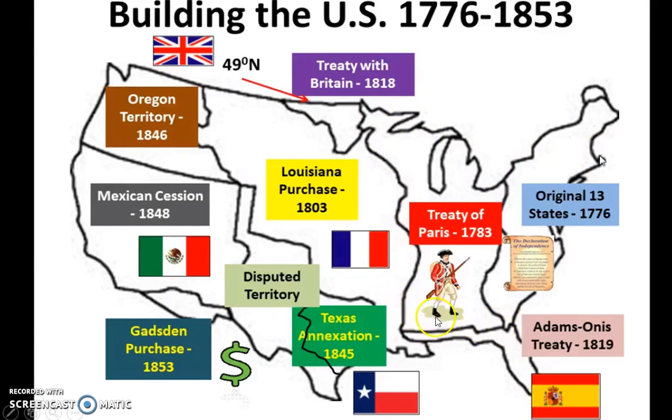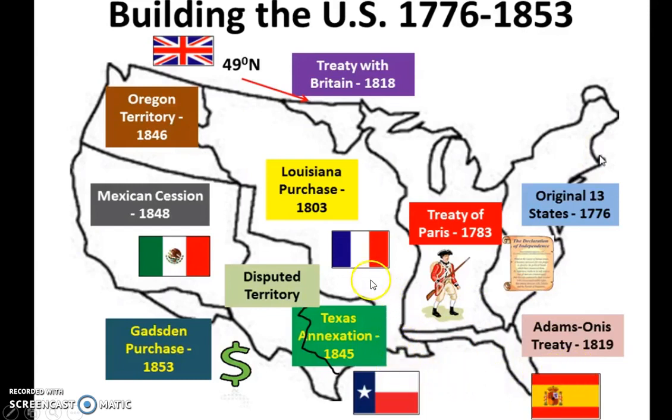The next major acquisition is, of course, the Louisiana Purchase from France in 1803. Then we have the northern border set by treaty with Britain in 1818. This sets our U.S.-Canadian border at 49 degrees latitude, or also called the 49th parallel. Next comes the Adams-Onís Treaty and the annexation of Florida from Spain.